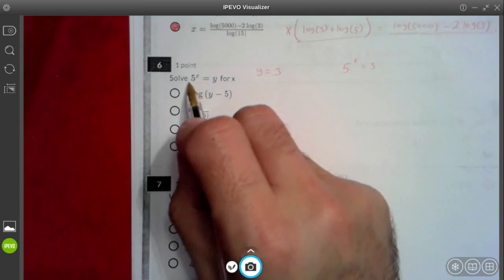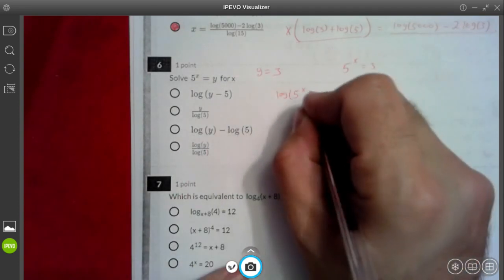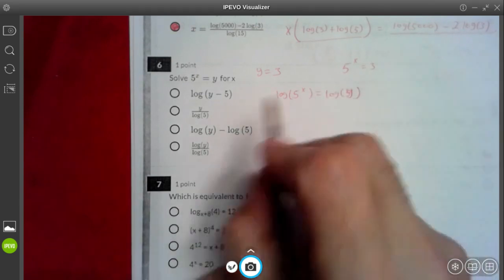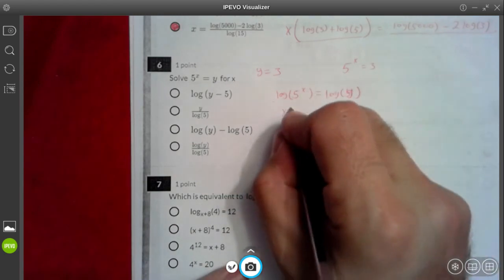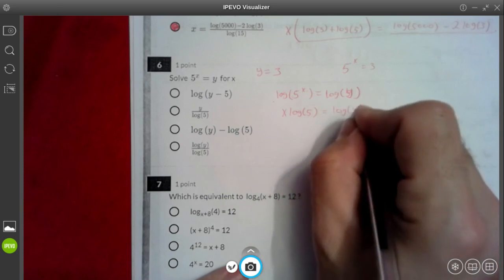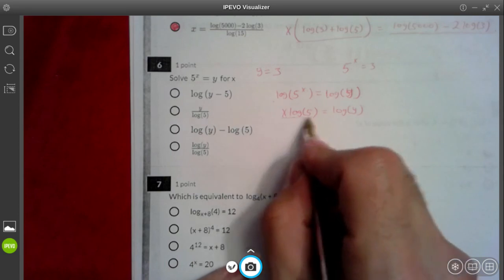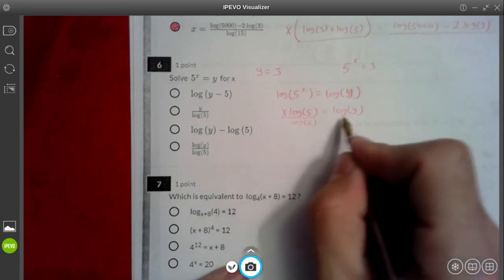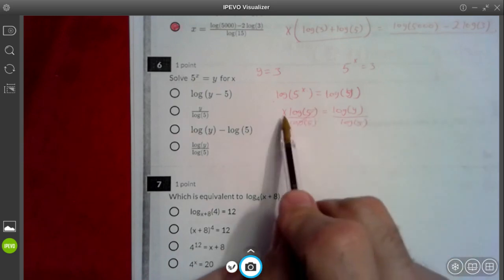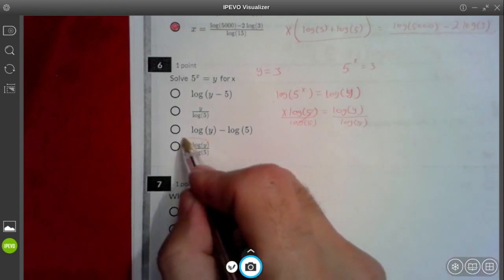All right, if we want to solve this equation for x, we're going to take the log of both sides. Log 5 to the x equals log y. Bring down our exponent. We'll have x log 5 equals log y. These two are connected by multiplication, so I'm going to divide by log 5 to cancel it out. All right, canceled. And so x is equal to log y over log 5. So it's got to be this one down there.